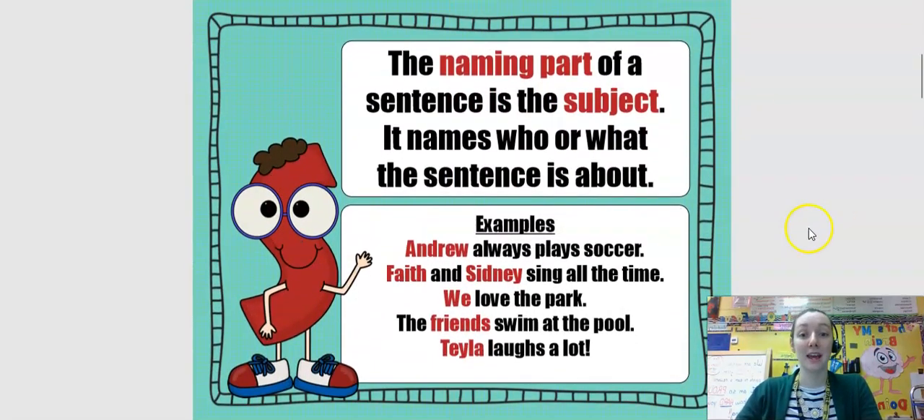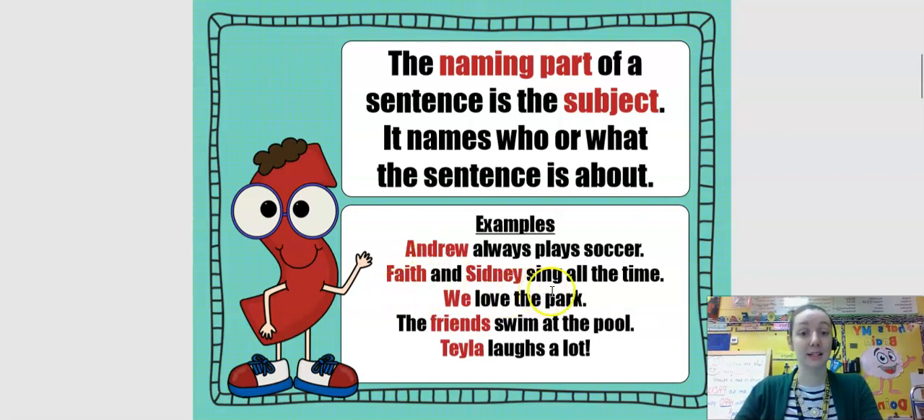So the naming part of a sentence is the subject. It names who or what the sentence is about. So remember, subject, who or what the sentence is about. For example, Andrew always plays soccer. Andrew is the subject. He is who the sentence is about.